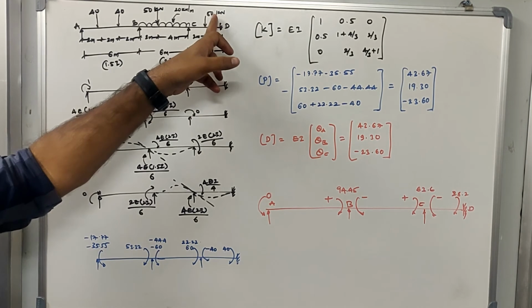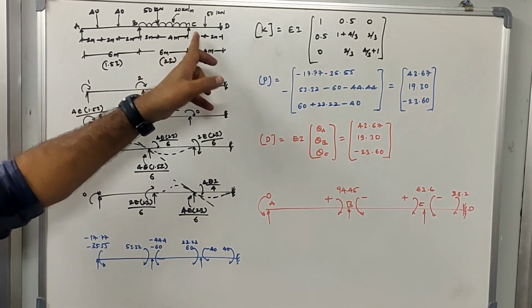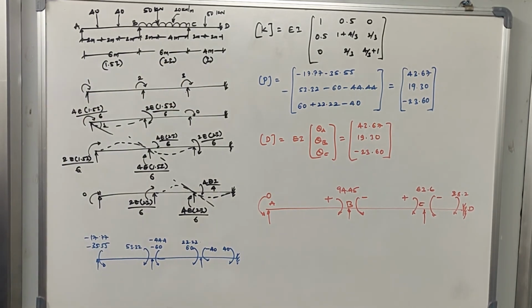As we know this is a concentrated load, we can easily calculate how much is the fixed end moment over here. It will be 80 into 4 divided by 8, which I have calculated here. So once you calculate all the fixed end moments, the next step would be to solve the force matrix.